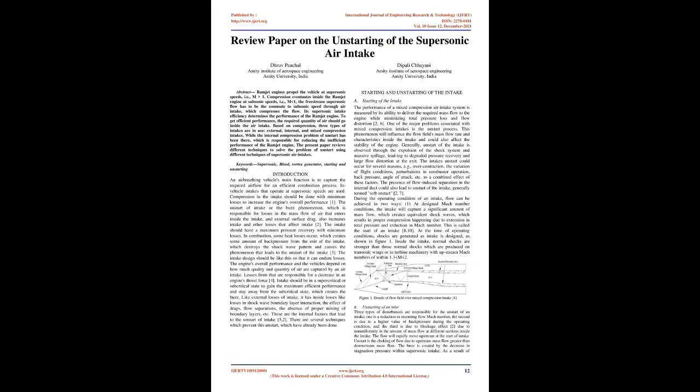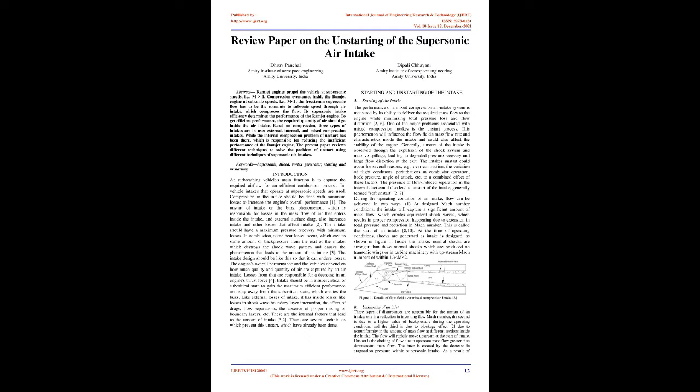Review paper on the unstarting of the supersonic air intake. Abstract: ramjet engines propel the vehicle at supersonic speeds, i.e., M>1. Compression eventuates inside the ramjet engine at subsonic speeds, i.e., M<1. The freestream supersonic flow has to be converted to subsonic speed through the air intake, which compresses the flow.